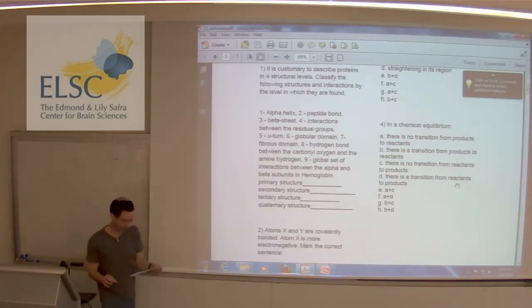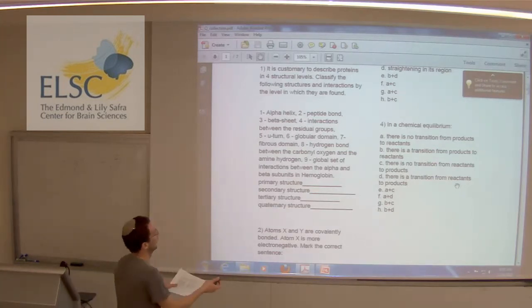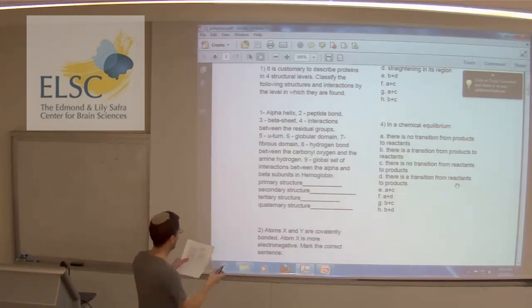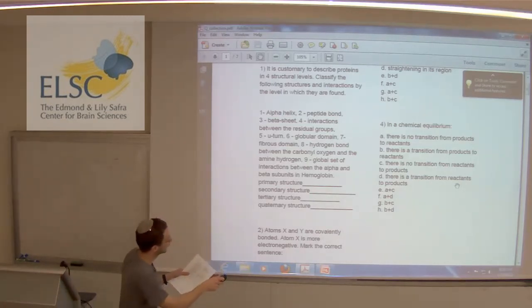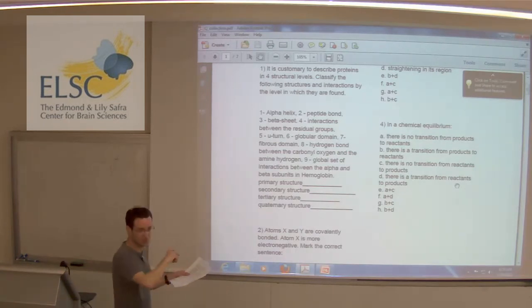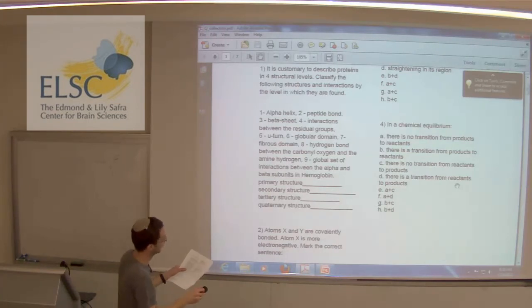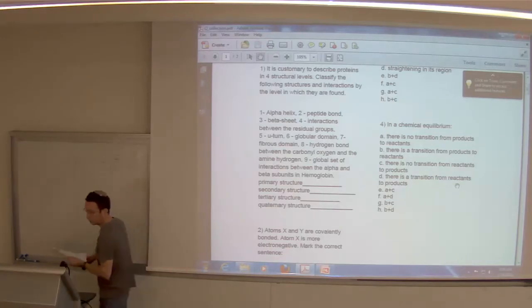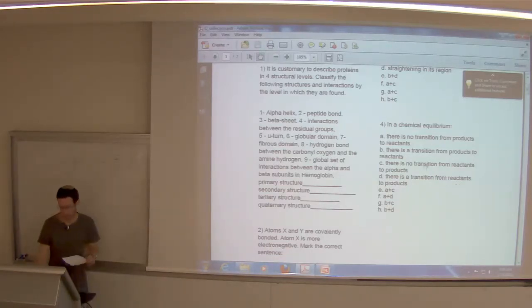Okay, in a chemical equilibrium, this is short, I will read it. What describes correctly the situation of chemical equilibrium? There is no transition from products to reactants. No, this is not true. There is a transition from products to reactants, so B is correct. There is no transition from blah blah. There is a transition from blah blah. So B and D, right? So H is the correct answer. Only the rates of the transitions equalize.